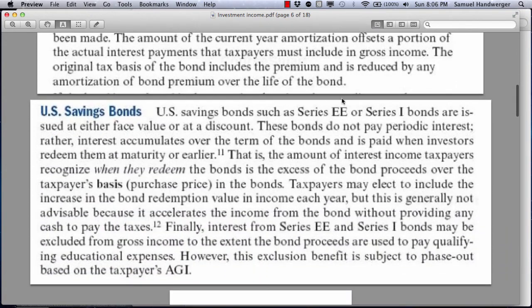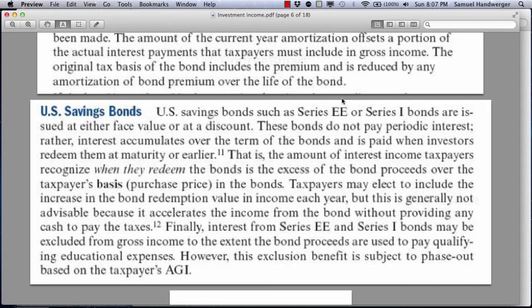Okay. The U.S. savings bonds, you'll read through this, but I'm going to go through and just highlight the key points here. This is a really cool area of tax when it comes to investment income. U.S. savings bonds, otherwise known as Series EE, or now the I bonds, don't pay periodic interest, but they're basically issued at either face value or discount, and they don't pay their interest as they go along. They will pay their interest when they mature.